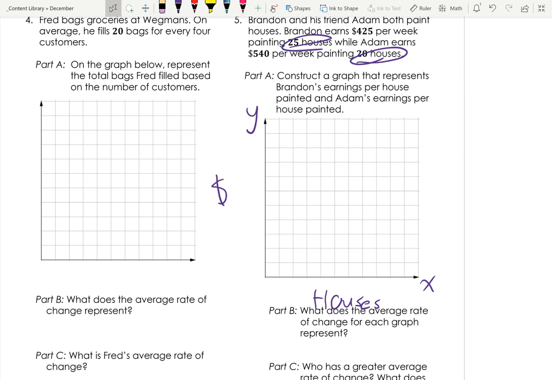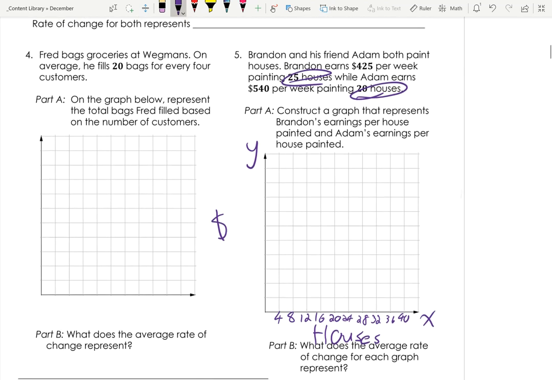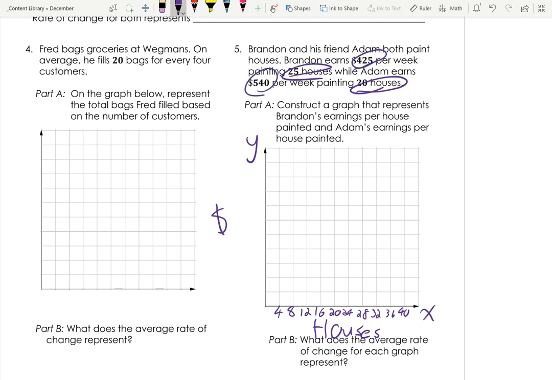What if I went by 4s? I don't think 2 would work, right? 2, 4, 6, 8, 10. Yeah, 2 wouldn't work. So let's go by 4s down here. 4, 8, 12, 16, 20, 24, 28, 32, 36, 40. All right, and for the money, we have to go to 425, 540.